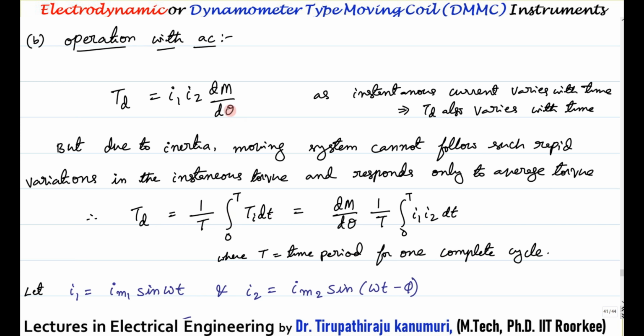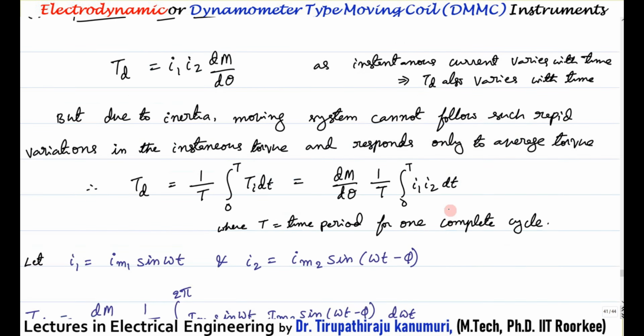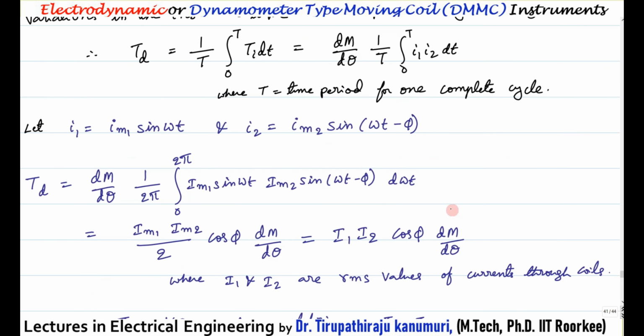When you substitute in this equation, it will be dm by d theta into 1 by T integration from 0 to T, I1 into I2 into dt. This is the equation where T is the time period of one complete cycle.